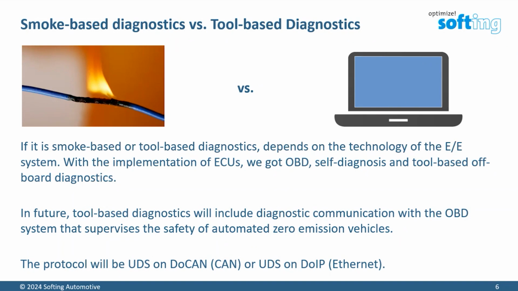OBD, onboard diagnostics, is a system that supervises the emission control system of a vehicle. And in future, with the ZEV, zero-emission vehicles, we do not have any emissions. So what we then need is an OBD system that supervises the safety of such a zero-emission vehicle. And we will get new protocols, hopefully worldwide harmonized protocols. UDS is one, and there are two lower layer protocols. One is DoCAN, diagnostics on CAN, and the other one DoIP, diagnostics over IP.